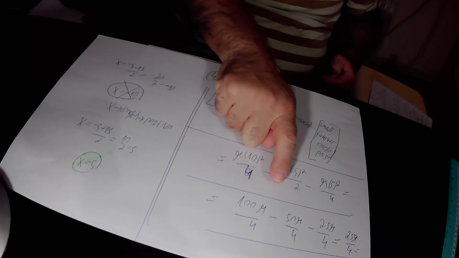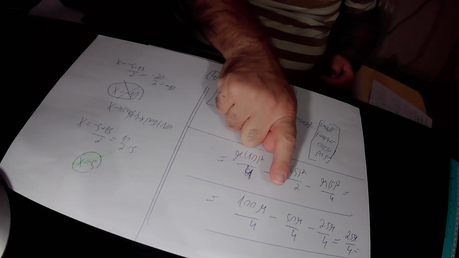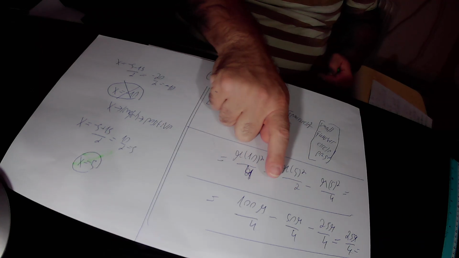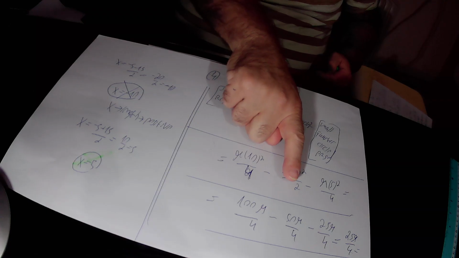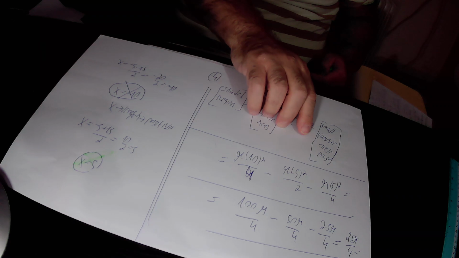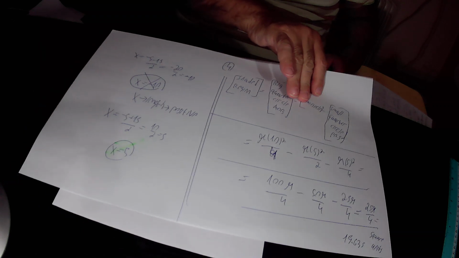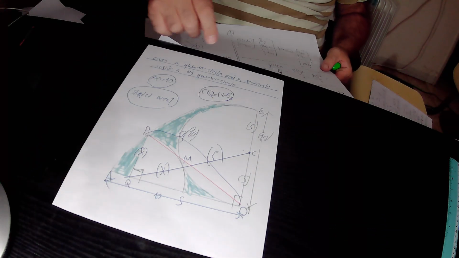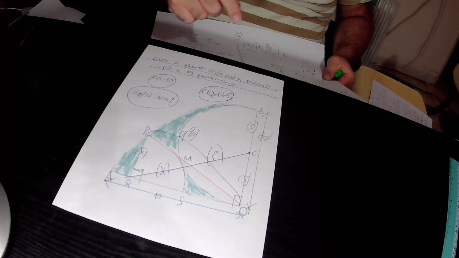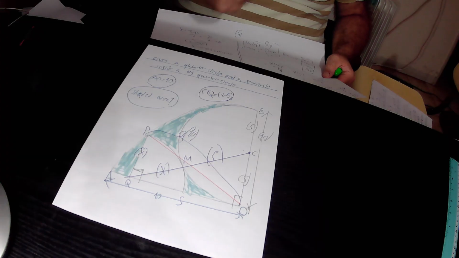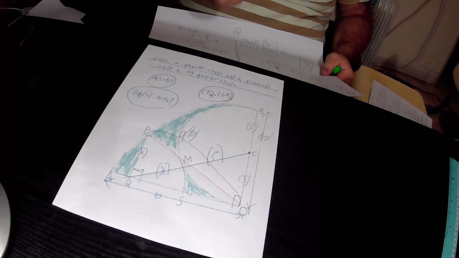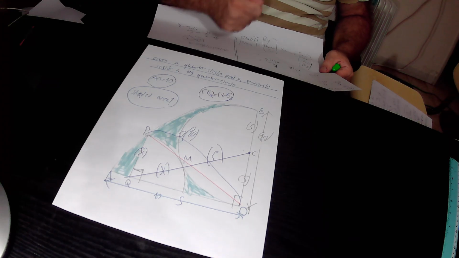Here we took 4 as a common factor out of those three expressions. So we have here 100 pi minus 50 pi is 50 pi, and 50 pi minus 25 pi is 25 pi over 4. So in total we found out that the area that we are looking for, that is the area of this shaded region, is equal to 25 pi over 4 square inches, or in terms of numbers, the area of this shaded region is equal to 19.635 square inches.